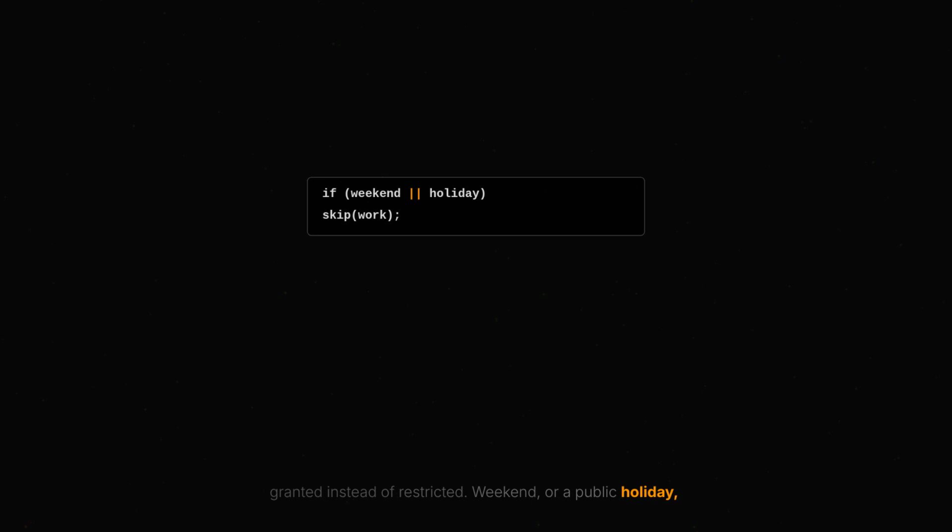You've probably written this one even more often than AND, because OR shows up everywhere permission gets granted instead of restricted. Weekend or a public holiday, skip work, no further questions asked. Password matches, or there's an admin override flag set on the account. Let them in. Either reason is enough on its own. Same two doors every time, just written as a sentence instead of soldered onto a circuit board.